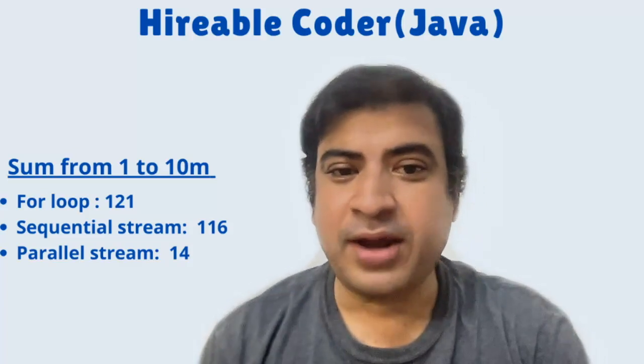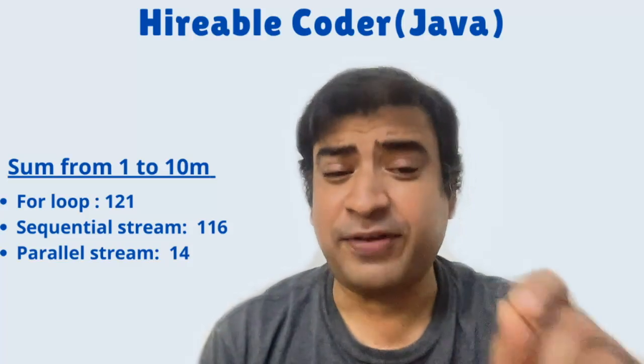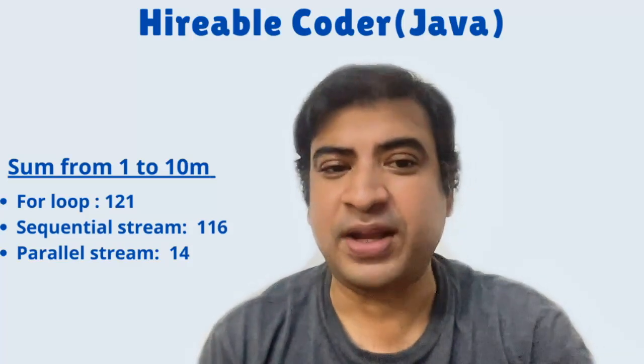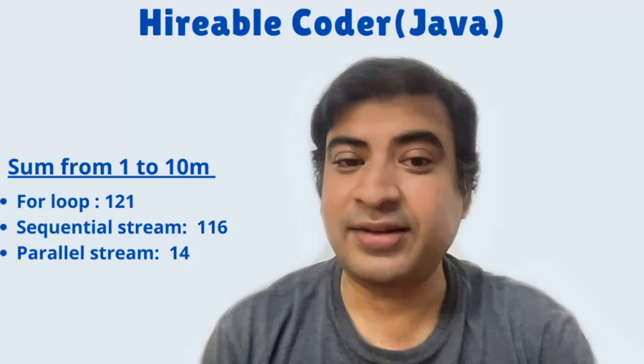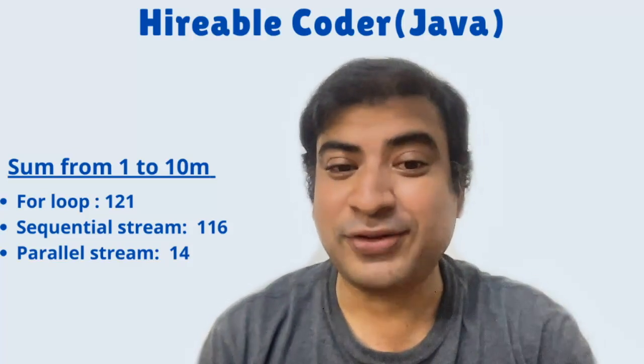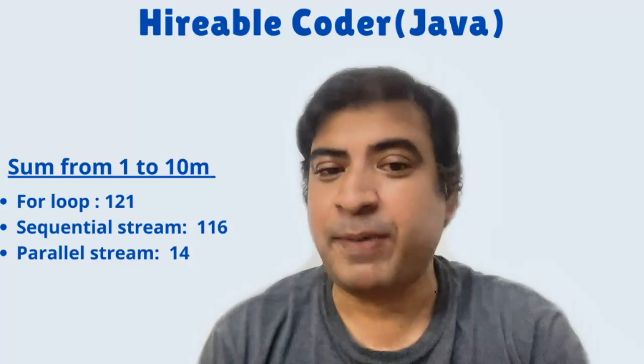If we try to add up numbers from 1 till 10 million, the very simple, vanilla for loop in Java takes 121 milliseconds. A sequential stream takes 116 milliseconds and a parallel stream takes 14 milliseconds. So you can understand the power of parallel stream.